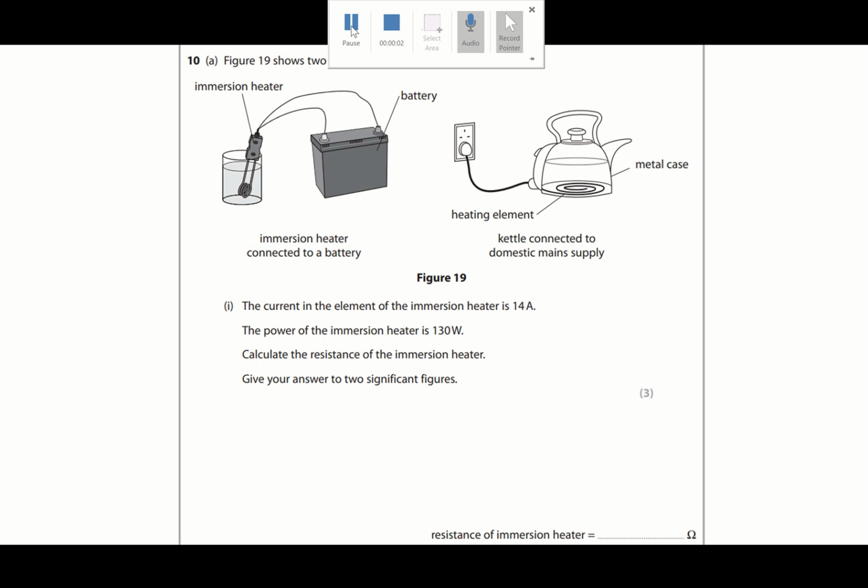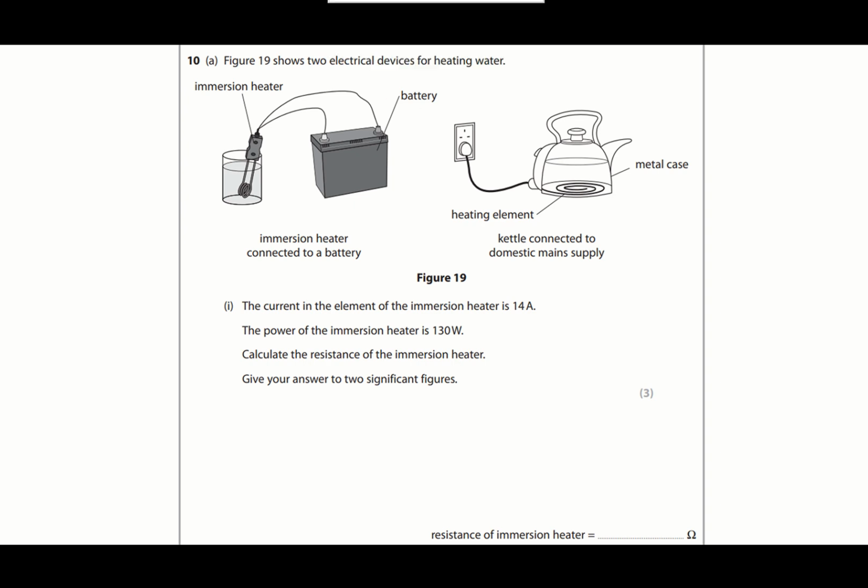Okay, question 10. We've got a question on mains and immersion heaters, and we can see we've got a battery here. So let me just get a colour. Got a battery here, and we've got mains here. So 230 volts at 50 hertz, AC, and here we've got a direct current.